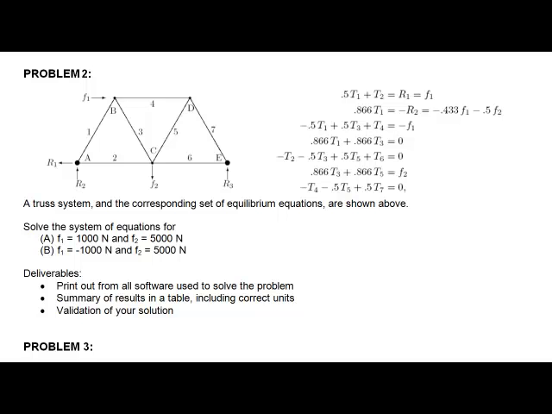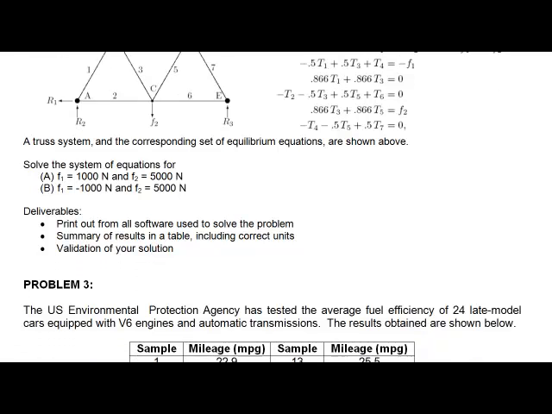So we've got a system of equations. We're given values for F1 and F2. You need to solve that system for those values. Summarize your results, and guys, include correct units, okay? Include the units on those answers. Also, validate your solution. Prove that your solution is giving the correct answers.